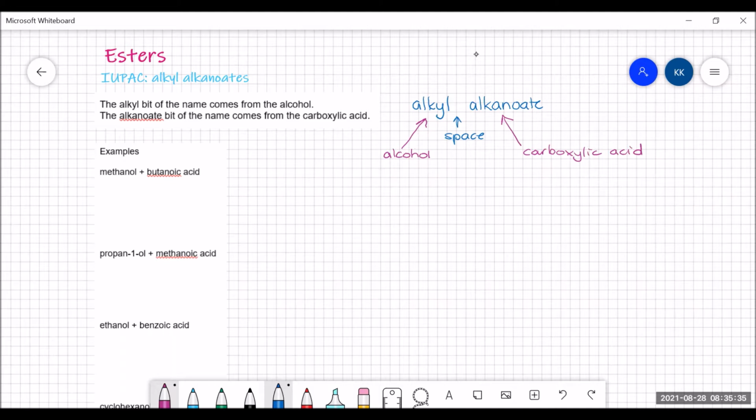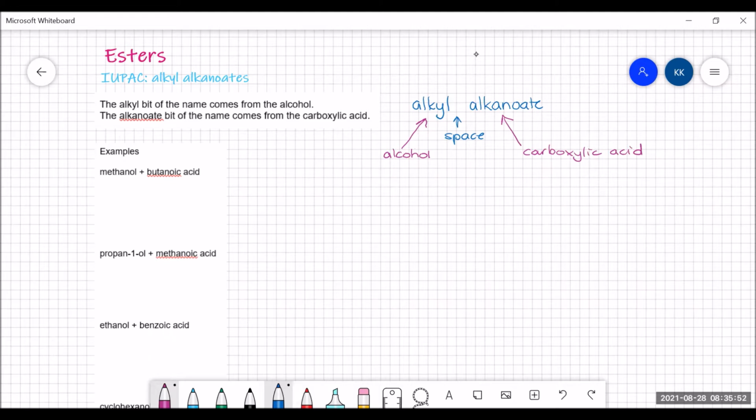So let's have a look at an example here. We have methanol and butanoic acid. Now, of course, the alcohol has the suffix -ol, and it's pretty easy to recognize which one is the carboxylic acid because it has acid in its name. So let's have a go.